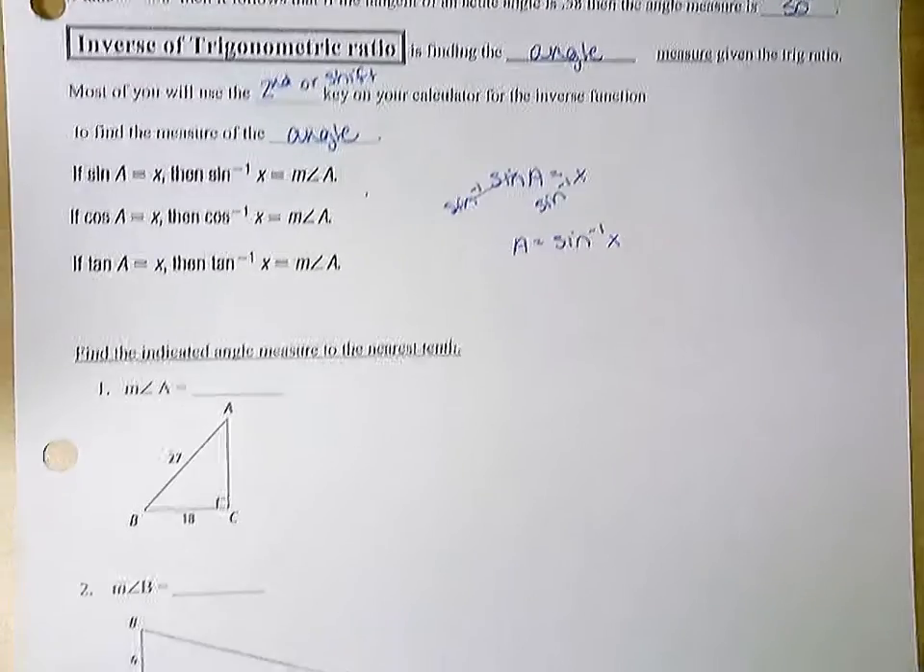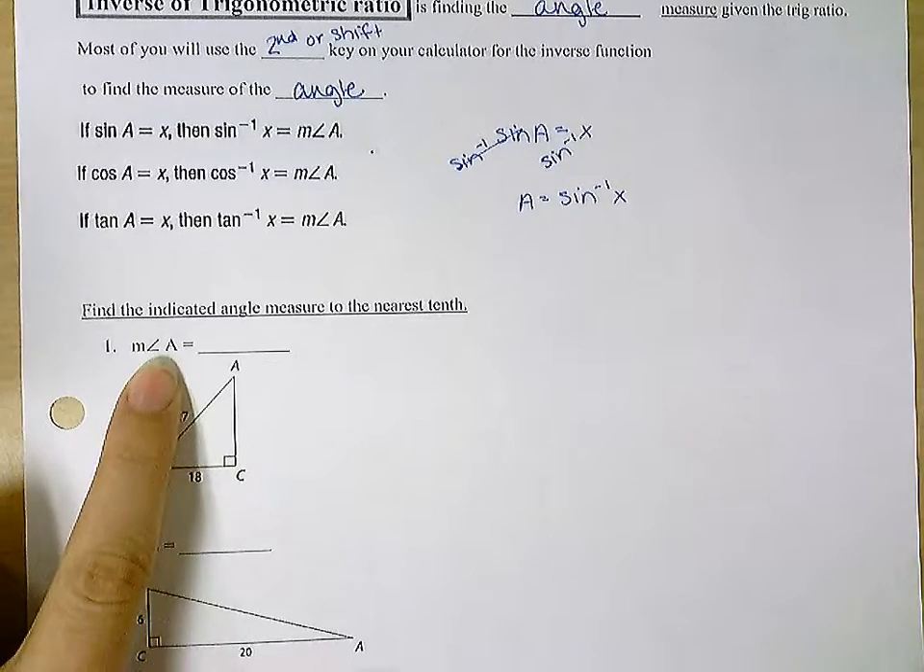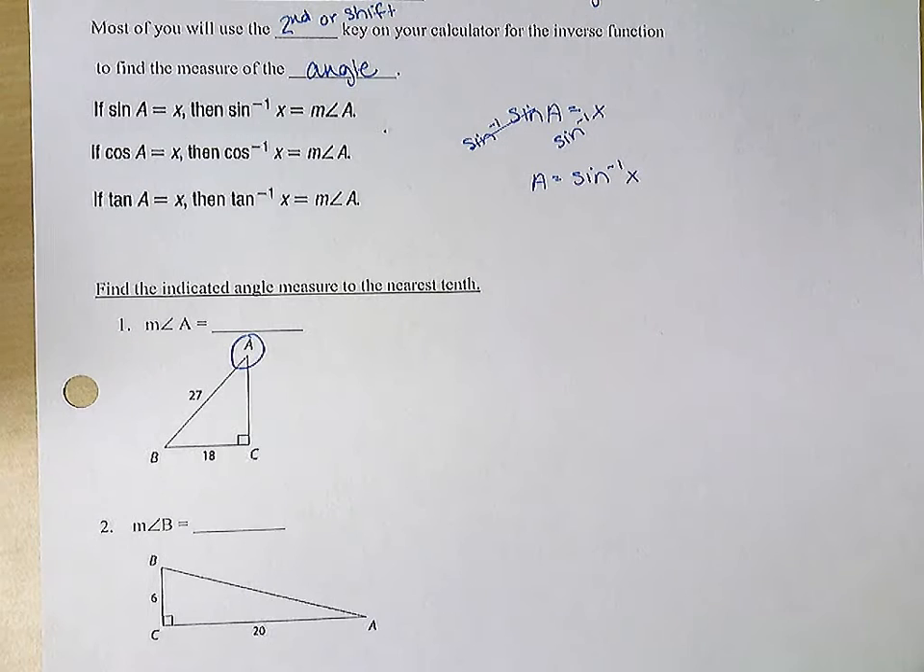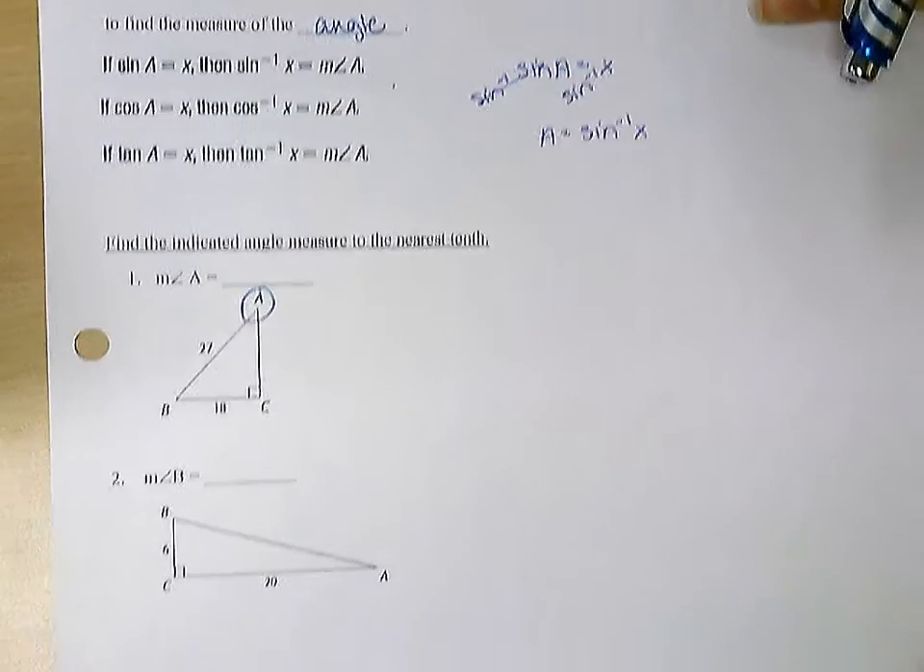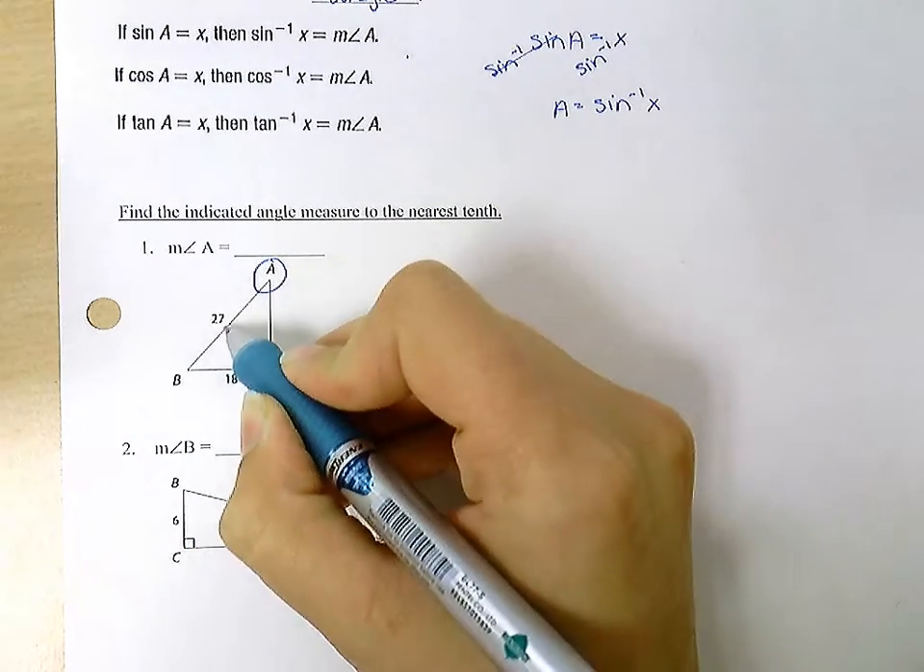So in number 1, we want to find the indicated measure to the nearest tenth. We want to find angle A. If I'm finding angle A, I always circle whatever angle I'm going to find. Okay, so I need to find that angle. I look at the two sides of my triangle that I'm given, and I want to label those so I can decide which of my trig ratios to use. So from angle A, I have this side of 18 and this side of 27.